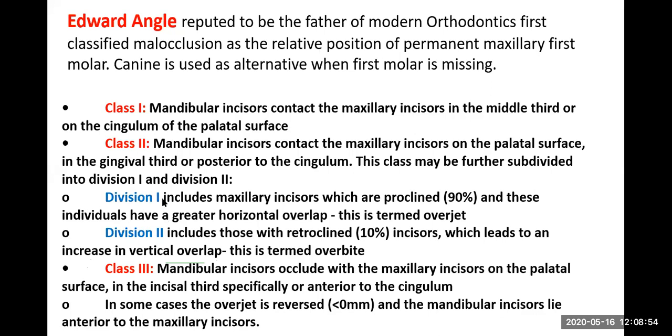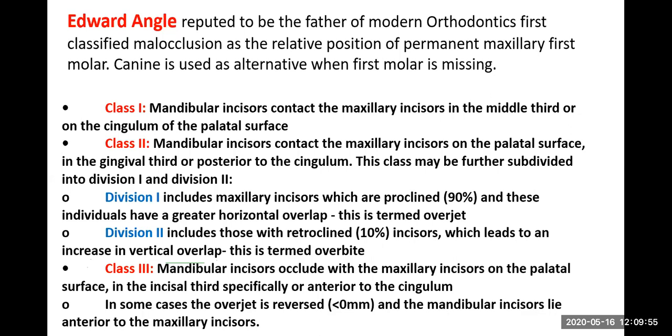Now we talk of Angle's classification of malocclusion. Edward Angle is reputed to be the father of modern orthodontics, and he designed a classification of malocclusion. And he defined it as the relative position of the permanent maxillary first molar. So the reference point that Edward Angle used in defining class of malocclusion is the first permanent maxillary molar. That is the reference point. You get to know in the course of this lecture what that means. The canine can also be used to define malocclusion where the first permanent maxillary molar is missing.